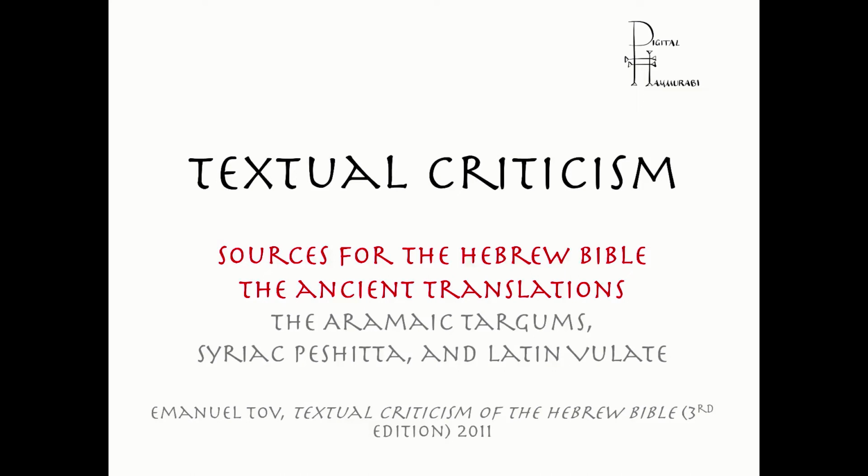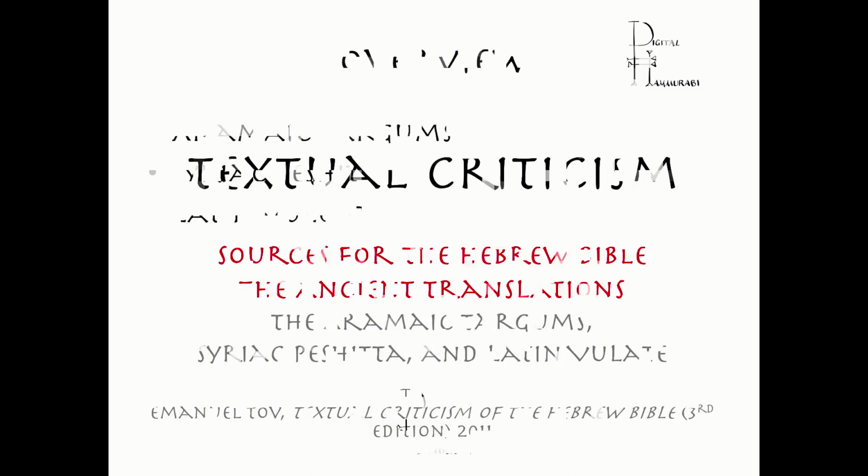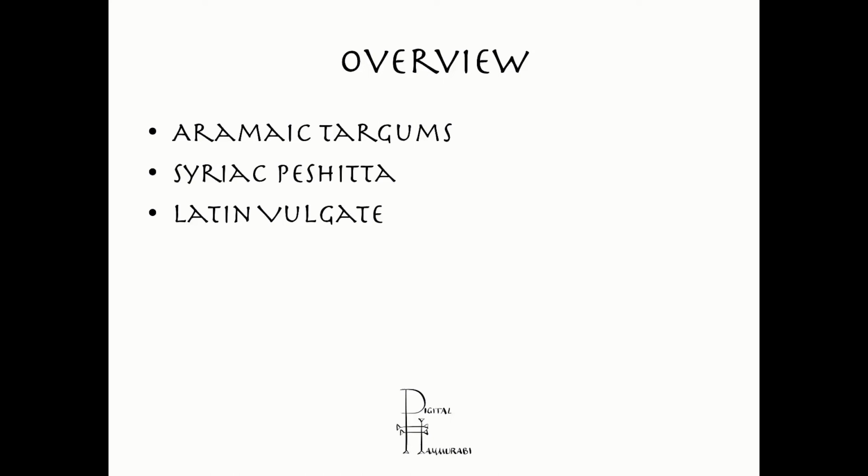Now, as you can see, I'm doing this all in one presentation, so I'm not going to go into a great deal of detail on any of these. I just want to give this cursory overview so that you can be familiar with the sources themselves. If you do have an interest in any one of these, of course, these aren't my areas of specialization, the Targums or the Peshitta, or the Vulgate for that matter, but I can at least direct you to the right place. So, let's take a look at them. As I said, we're going to look at these three: the Aramaic Targums, the Syriac Peshitta, and the Latin Vulgate.